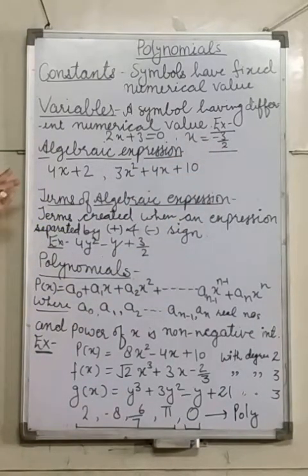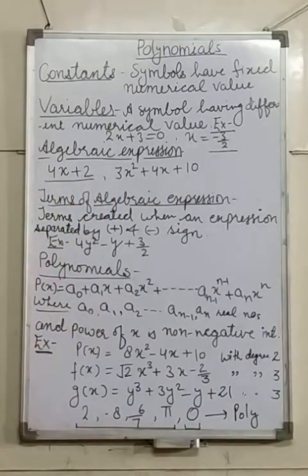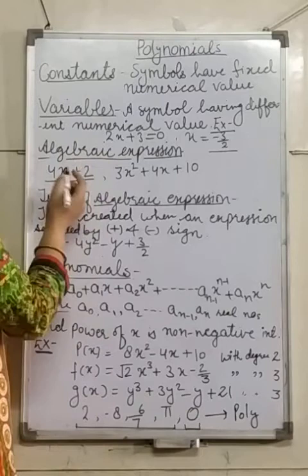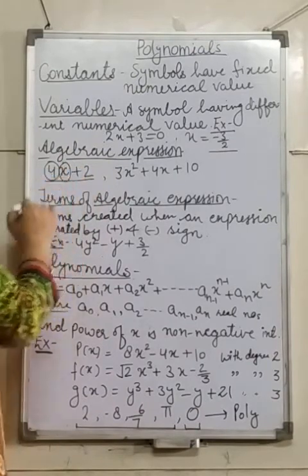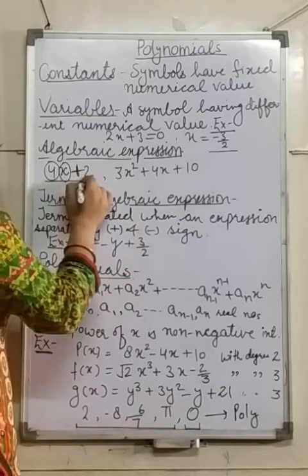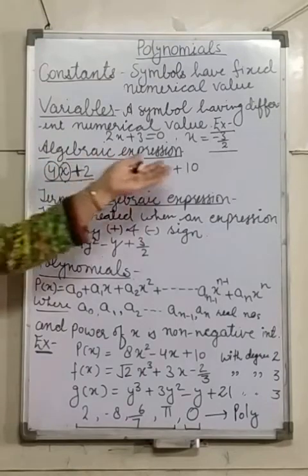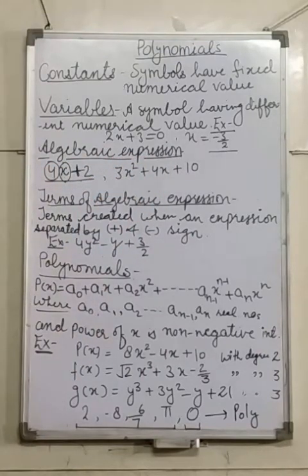Fine. Next is algebraic expression. What is expression? So algebraic expression is a combination of constants, variables and mathematical operations. Like suppose we take the example 4x plus 2. In this expression you can see 4 is a constant, x is a variable and plus is a mathematical operation. So these terms make an algebraic expression. You can see many more examples of algebraic expressions.